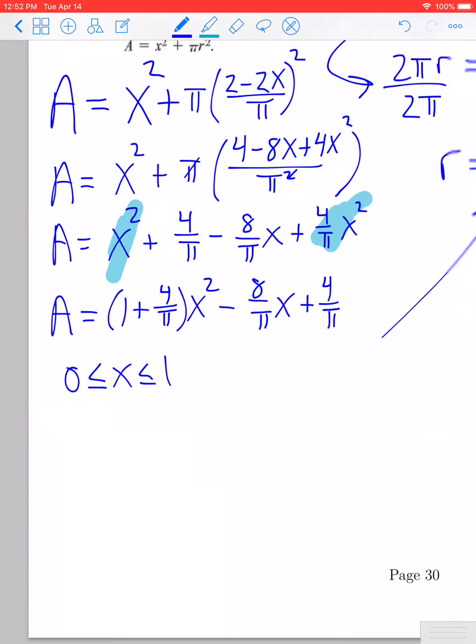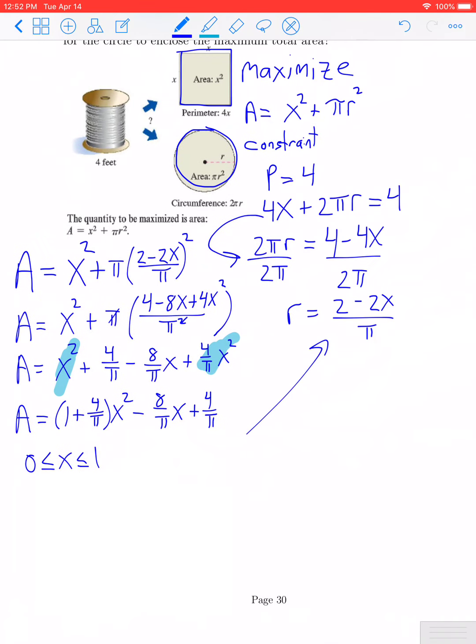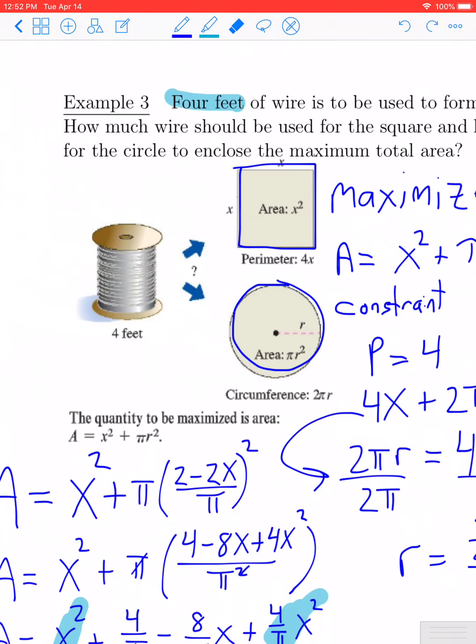So that's the natural domain for this area function. And if we go back to the physical situation, this makes a lot of sense because, remember, how much wire did we have to use? Well, we had 4 feet of wire to use.